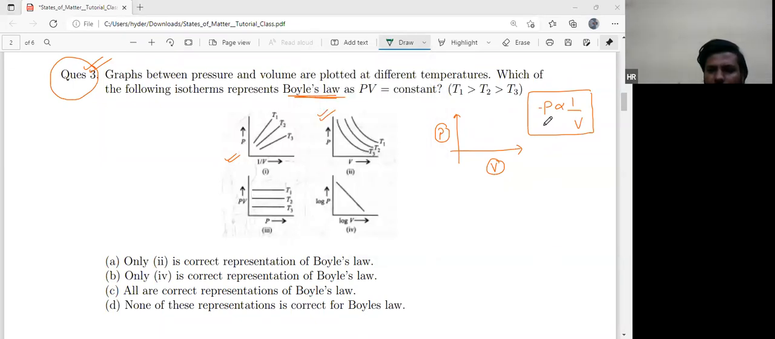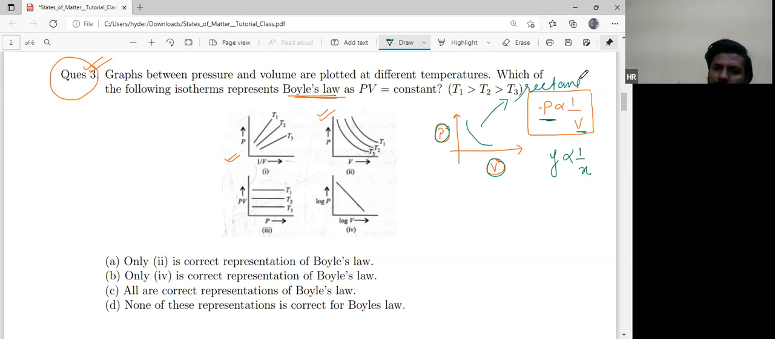Okay, very good, Aisha. Now see, P is on which axis? Y axis. And V is on which axis? X axis. So it is Y inversely proportional to X. So the graph will be like this. And this graph is known as a rectangular hyperbola. Whenever there is an inverse relation, it will be a rectangular hyperbola.